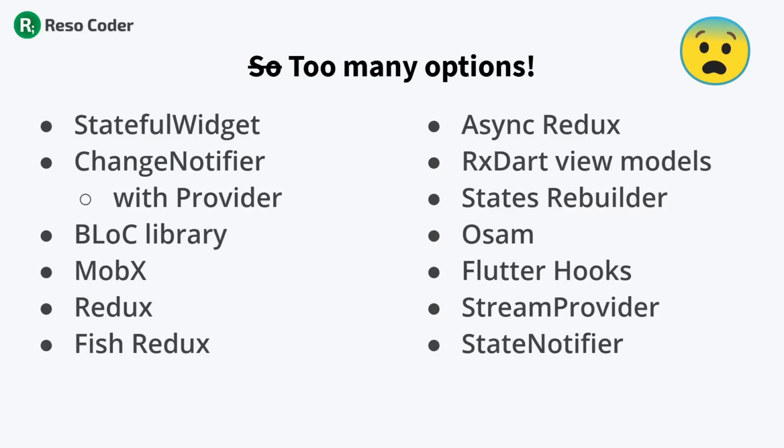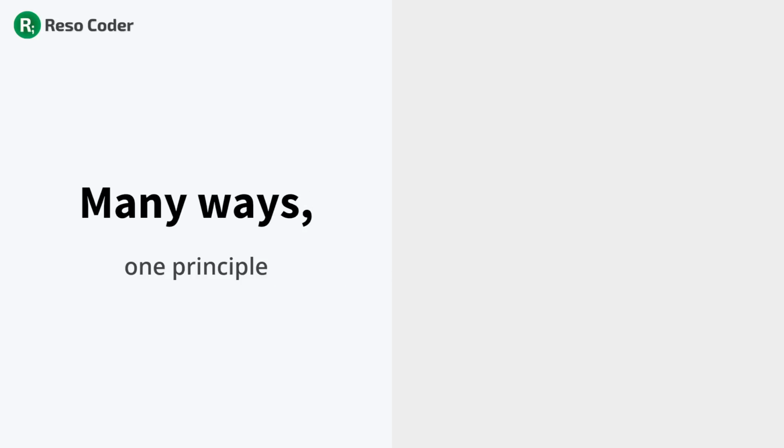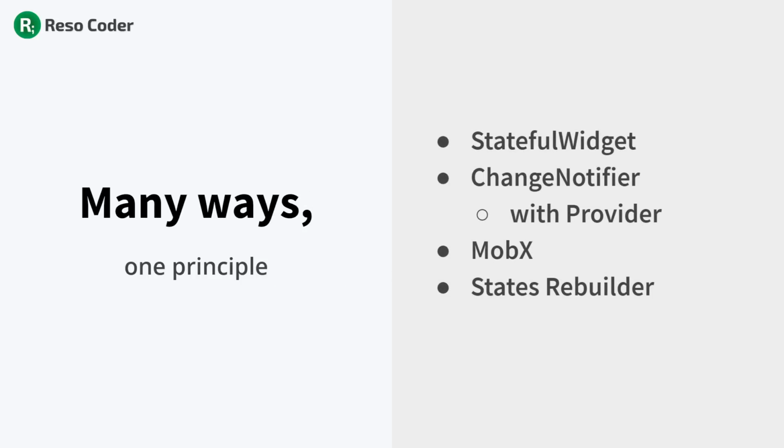It turns out that there are just two basic principles to which any of these state management solutions adhere. First, we are going to focus on the mutable and coupled state management solutions, because really there are many ways, but only one principle of dealing with mutable data, mutable state.